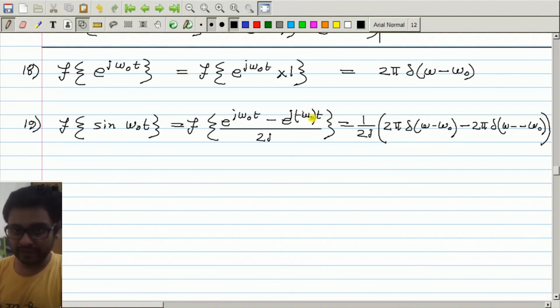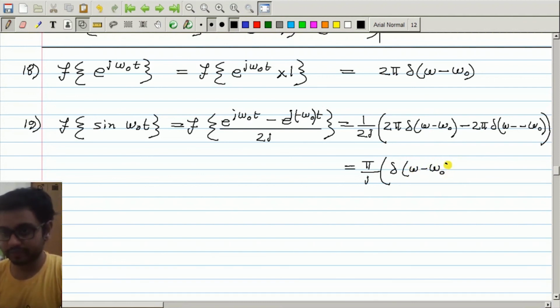Okay, so this term is exactly similar to this term, except omega naught is replaced with minus omega naught. So here in place of omega naught, if you put minus omega naught, that will be the Fourier transform of this part. So these 2's will go away, and we have pi by j, here delta omega minus omega naught minus delta omega plus omega naught. Okay.